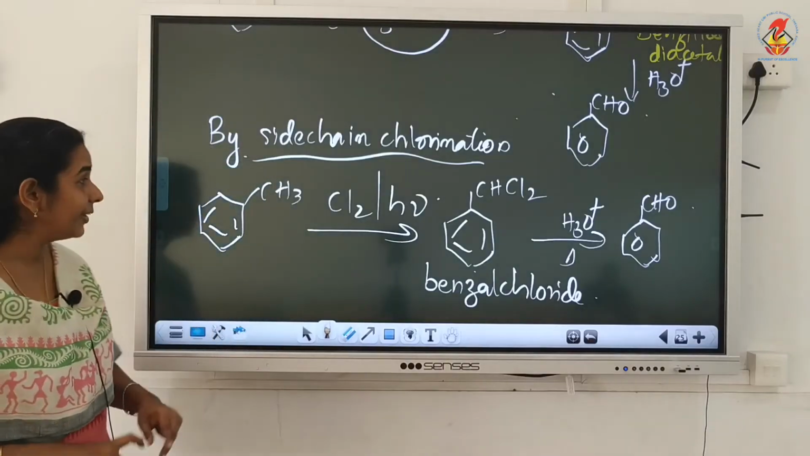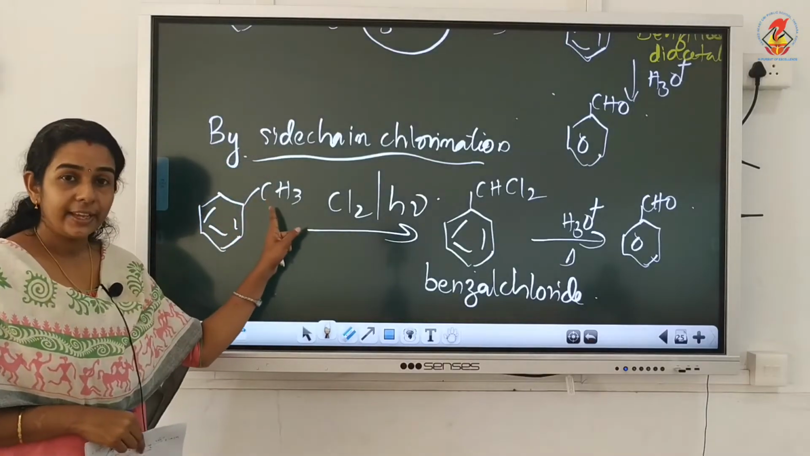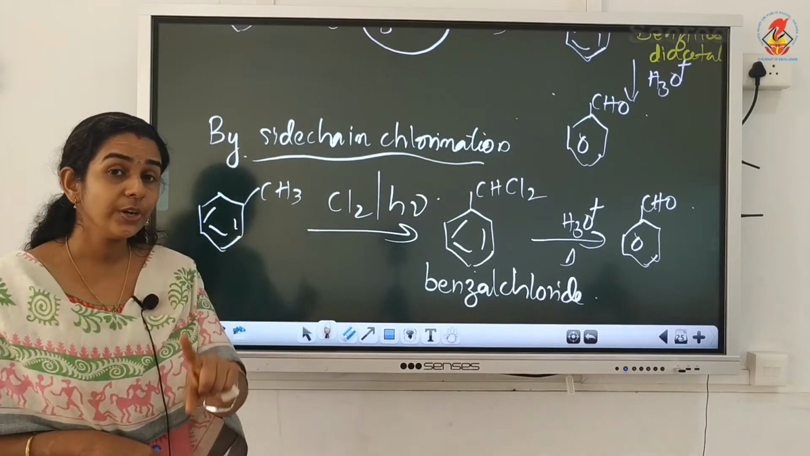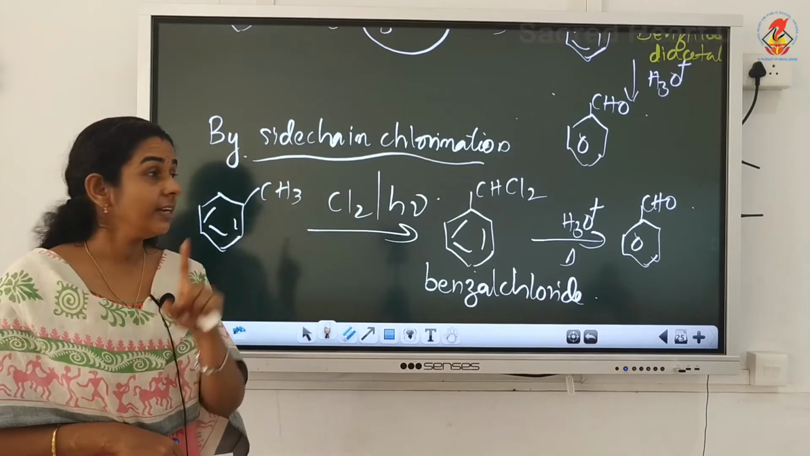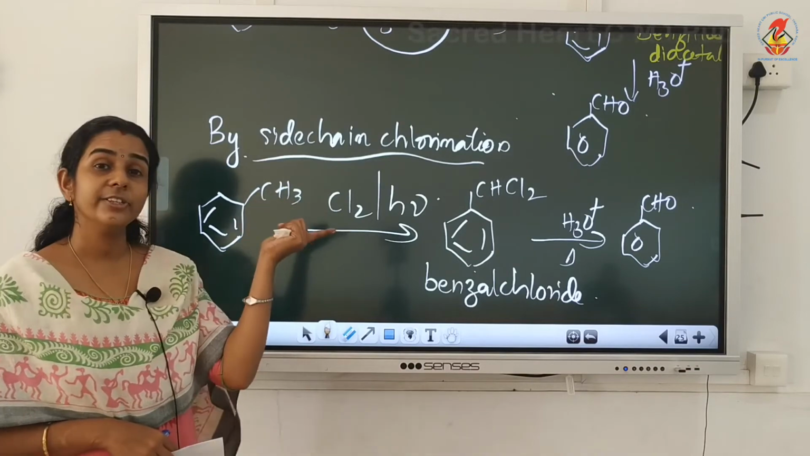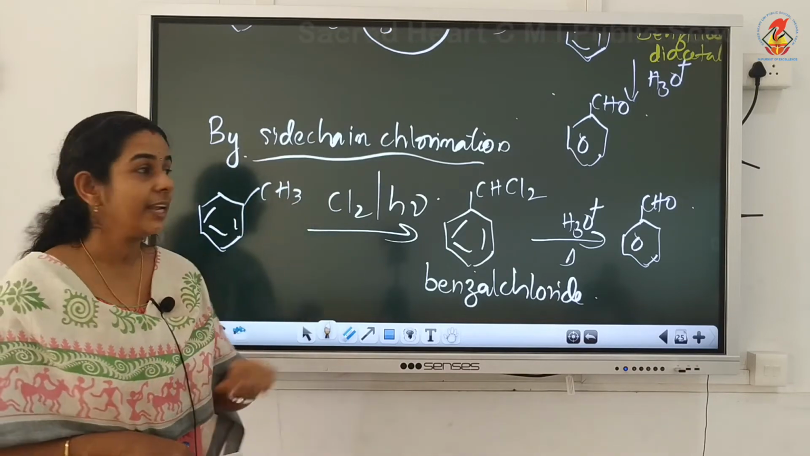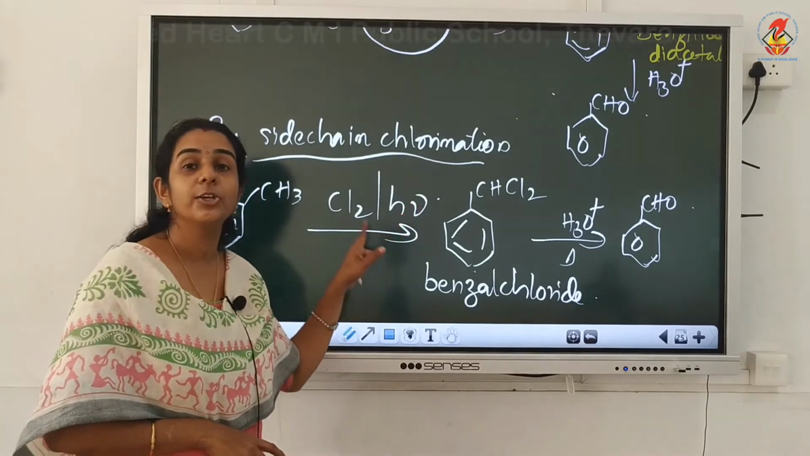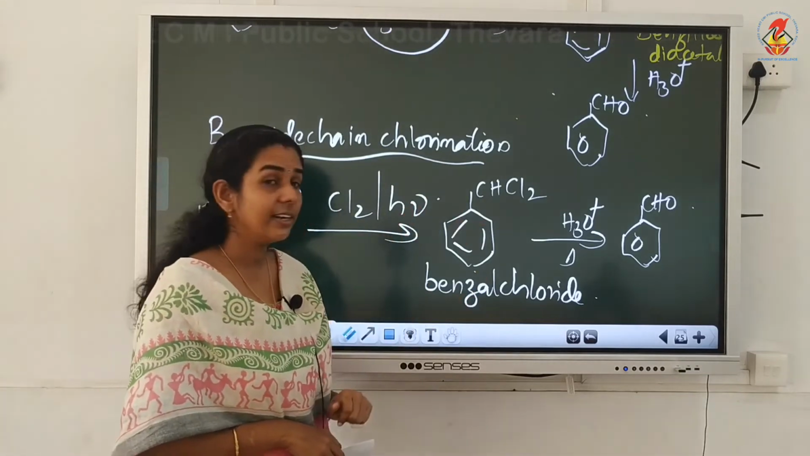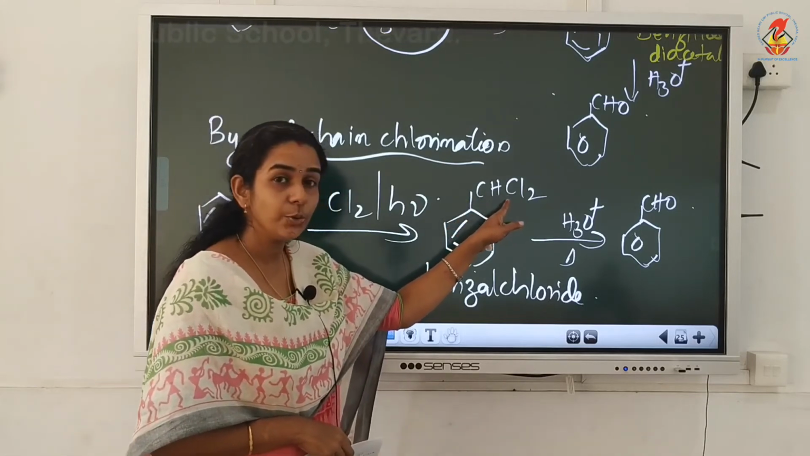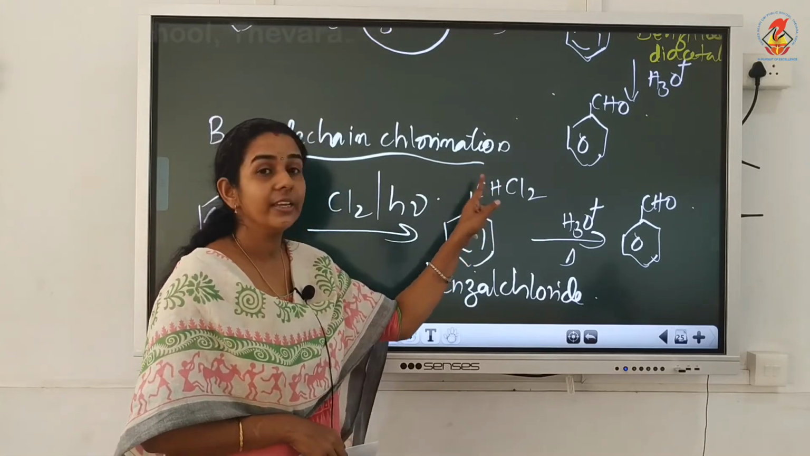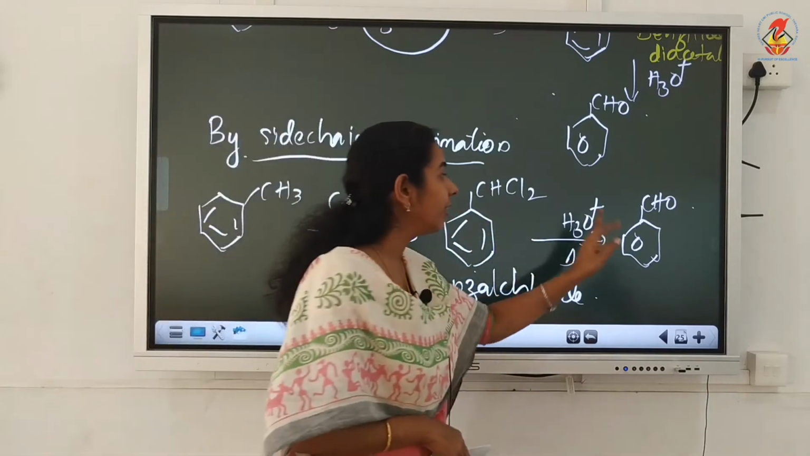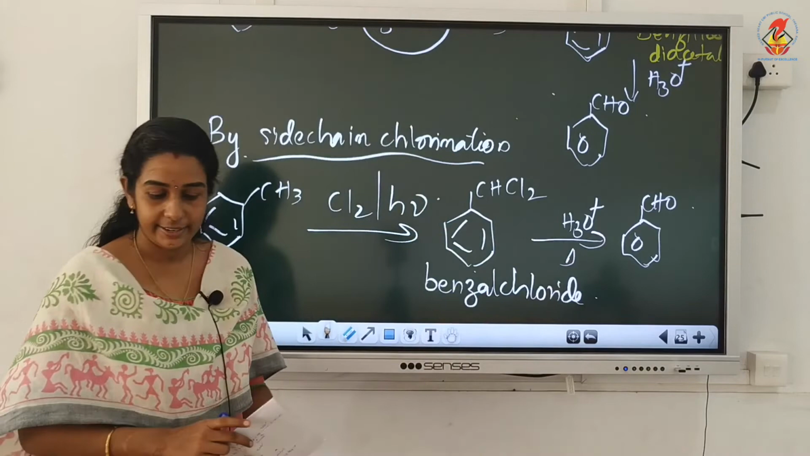Hope the reaction is clear. Methylbenzene or toluene on chlorination, if you want to replace hydrogen from the side chain by chlorine, the chlorine should be taken in presence of sunlight or light or heat. We get benzyl chloride. Why are we replacing 2 hydrogen? Because we have to replace 2 hydrogen by 1 oxygen. So on hydrolysis we get benzaldehyde.